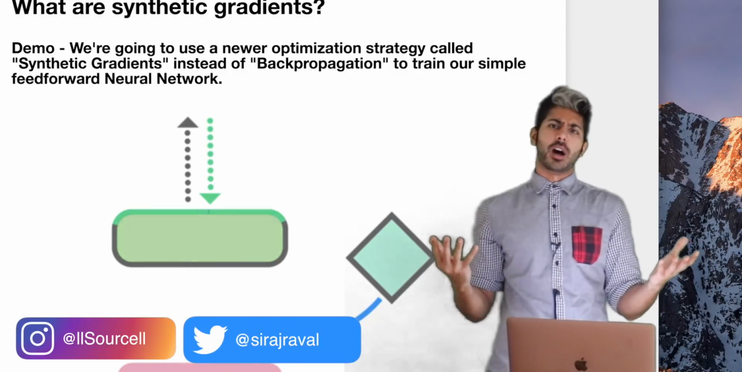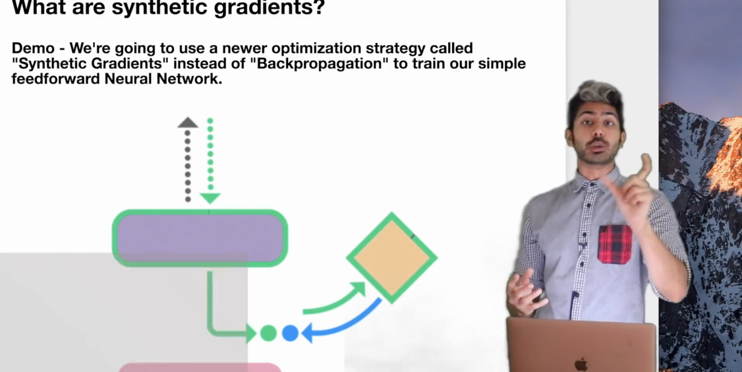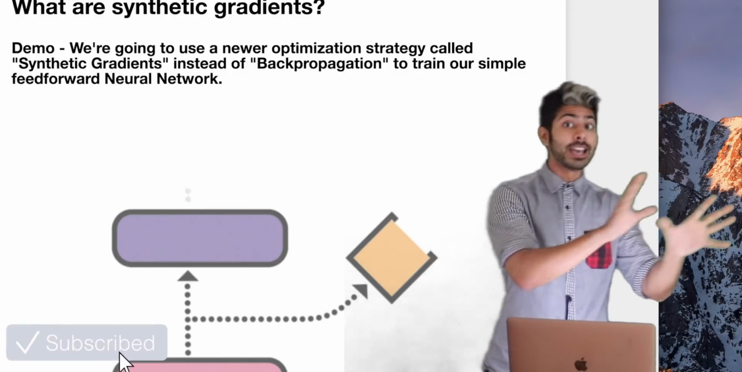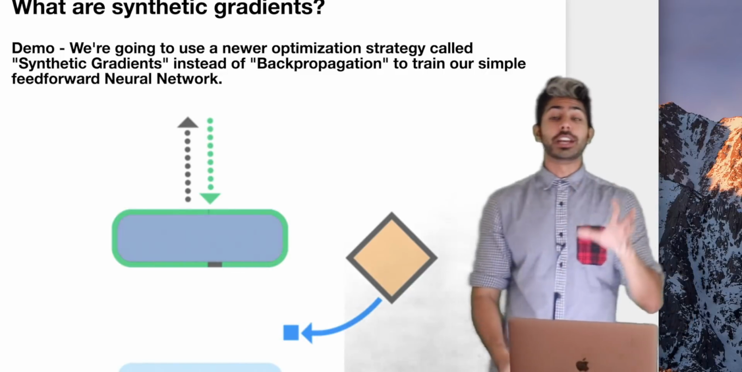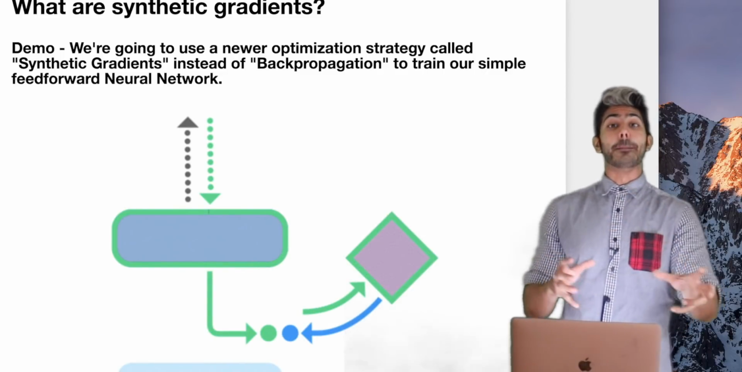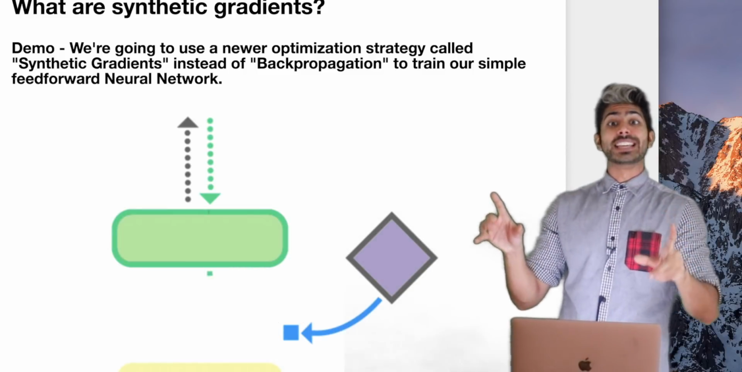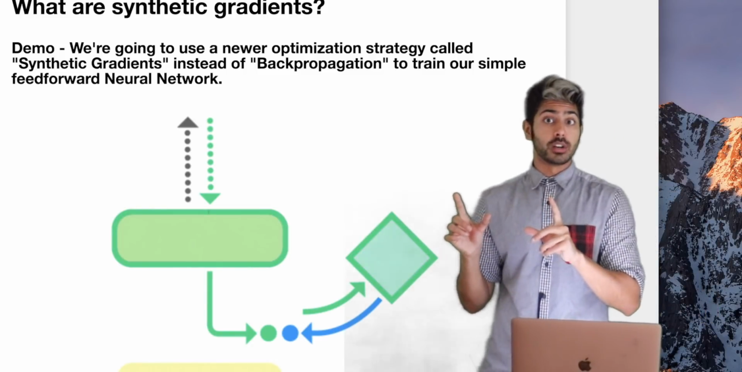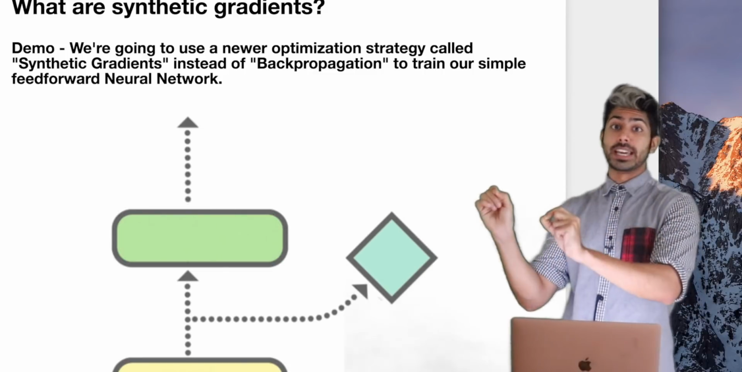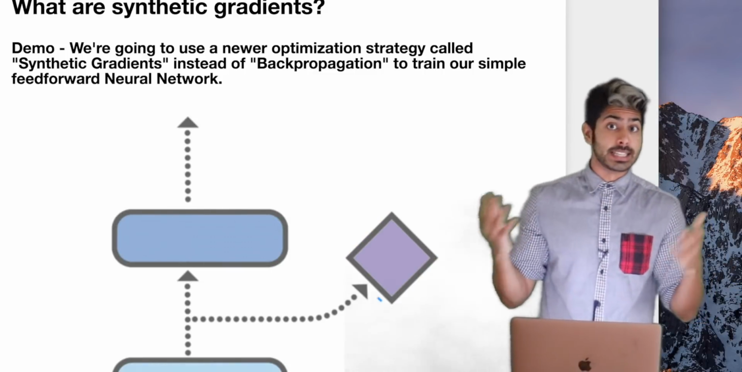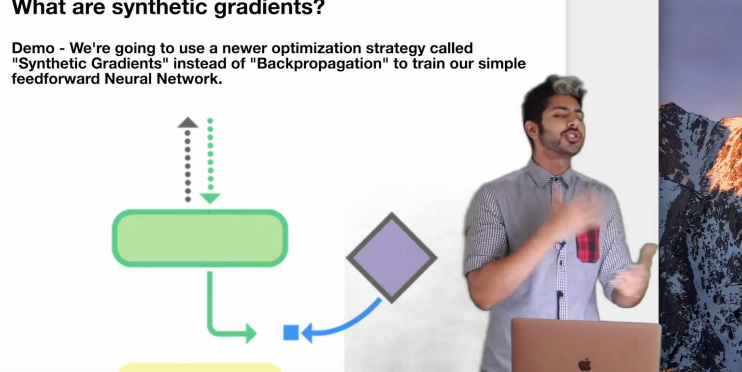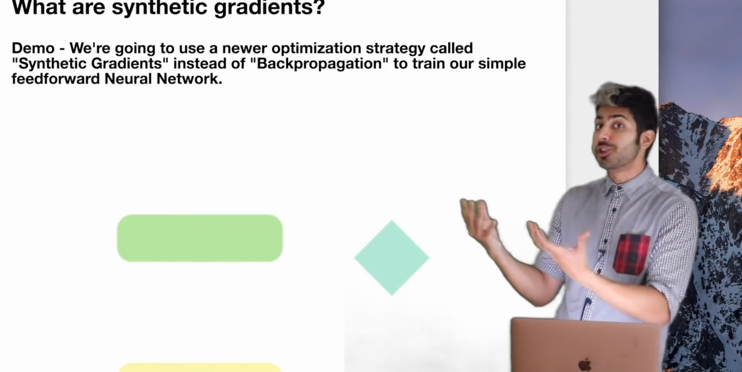Why does it work so well? The answer is because it uses a technique called backpropagation. And in this video, I'm going to demo a newer strategy that optimizes neural networks that is better than backpropagation, and it's called synthetic gradients. This technique was released by DeepMind a few months ago, and it just hasn't had enough attention paid to it.